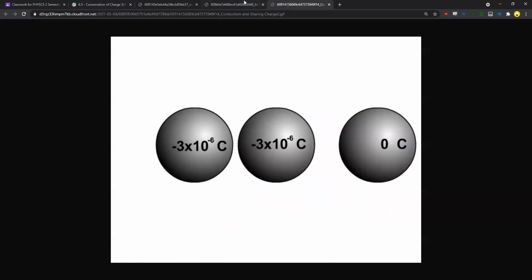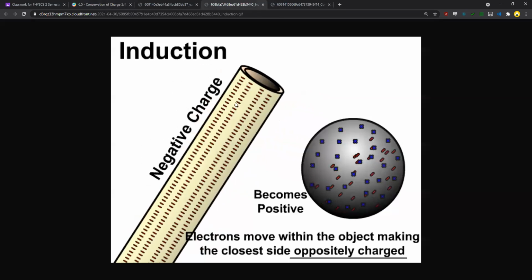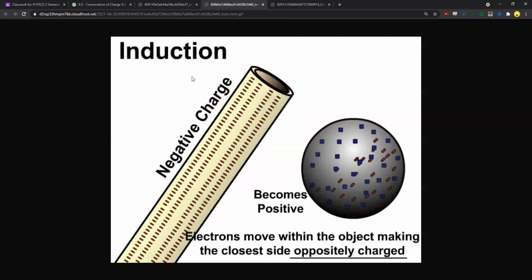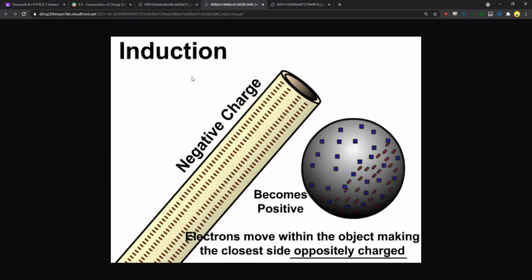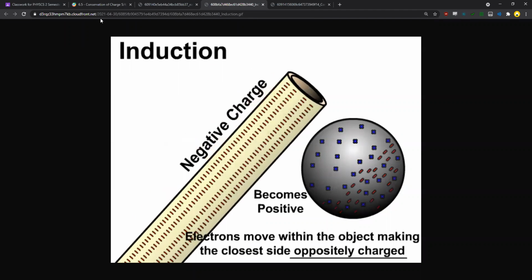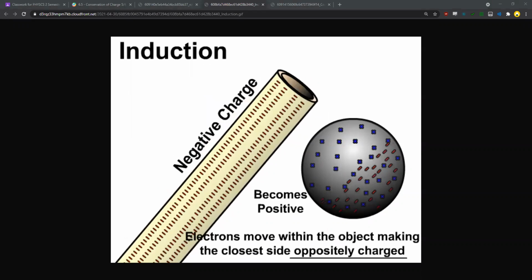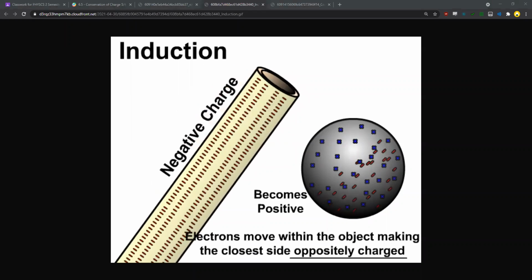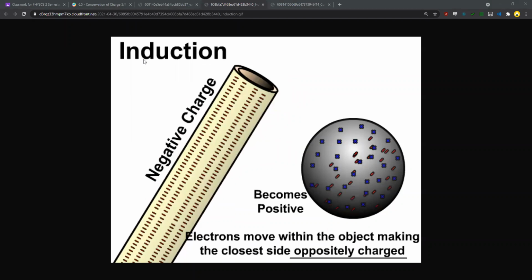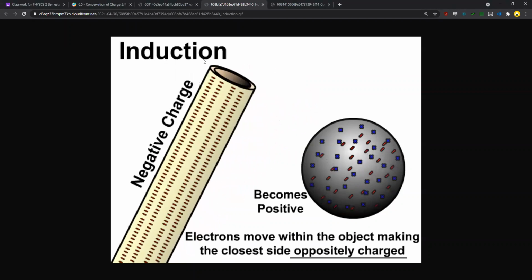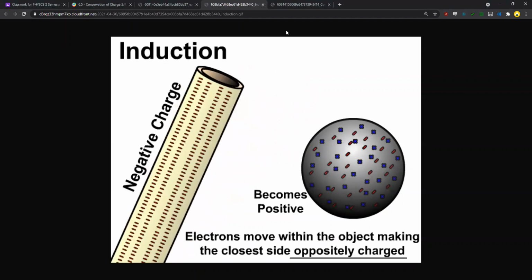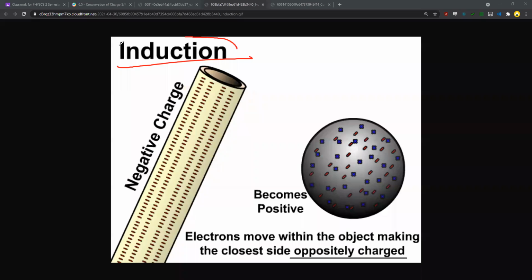Now, what you learned on Monday and Friday is electrostatic induction, which is basically when you move a charged object near another one, but they don't touch. That's called electrostatic induction, right? That's called induction.